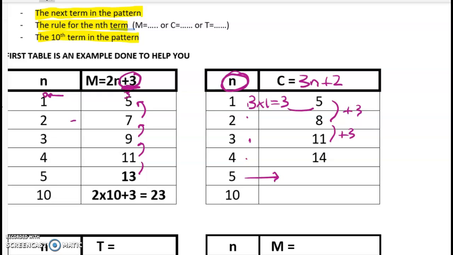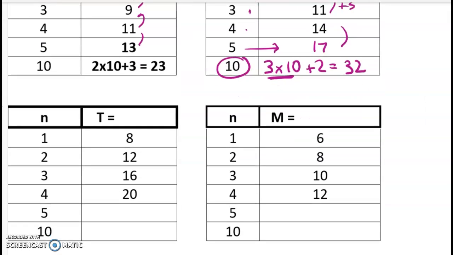The next term in the series I can just find by going up by 3 again, so that will be 17. But to find the 10th term, I'm going to say, well, it'll be 3 times 10 plus 2, which equals 30 plus 2, which is 32. On to the next one.